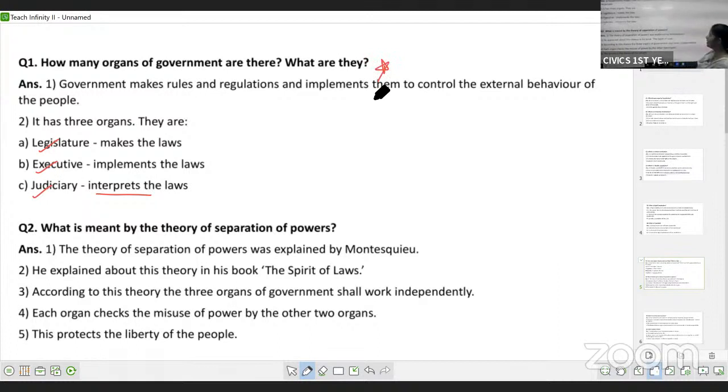This is the repeated question. Next question also, theory of separation of power. It is also important. It is also repeated. So, what is meant by theory of separation of powers? This theory was explained by Montesquieu in his book, The Spirit of Laws. In that, he explained the theory of separation of powers.